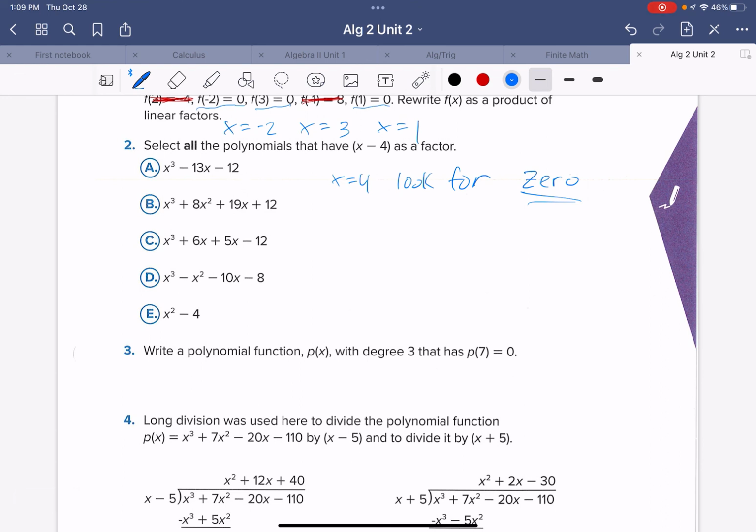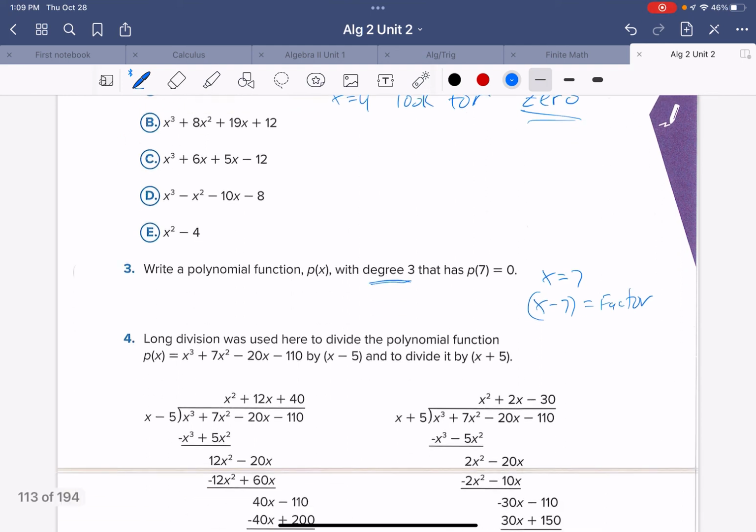Write a polynomial function p of x with degree 3. So put in 7, right? So x is equal to 7 makes it 0. That means x minus 7 is a factor. So then you can pick any other factors you want. You just need to have 2 more, right? Because it's degree 3. That means there's 3 factors.